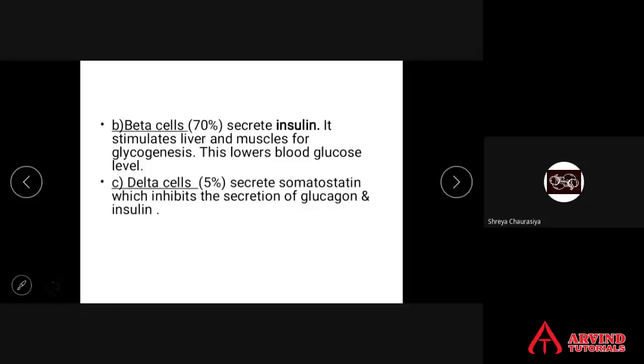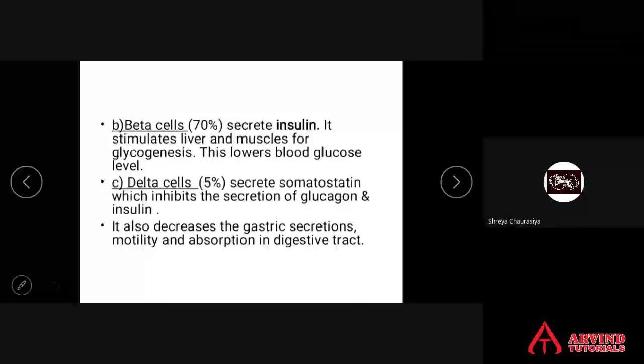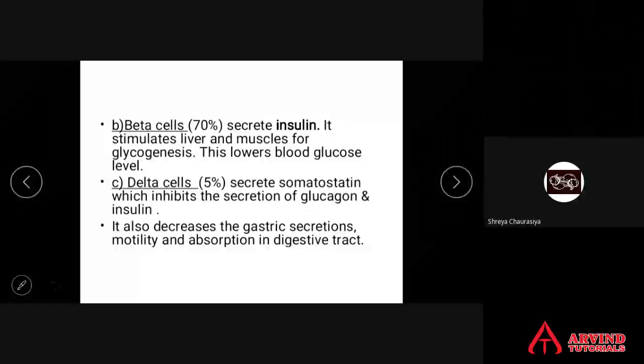Somatostatin regulates the amount of these two hormones. अभी इंसुलिन ज्यादा हो गया, सोमैटोस्टैटिन उसको डिक्रीज करेगा. अभी ग्लूकागोन ज्यादा हो गया, सोमैटोस्टैटिन उसको भी डिक्रीज कर सकता है. It also decreases the gastric secretion, motility and absorption in the digestive tract. Gastric juices का secretion को भी रुकाता है, उसका absorption. All these are controlled by the somatostatin.